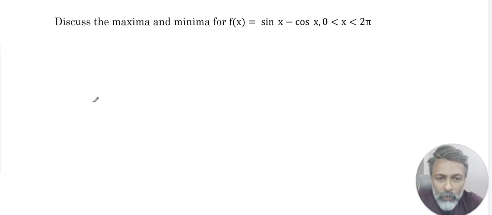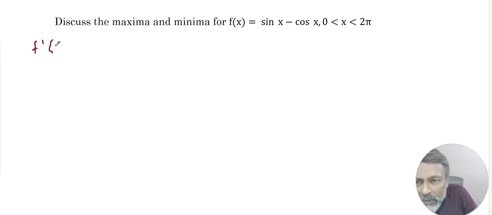One more question. Let us take again a trigonometric maxima minima. f of x is equal to sin x minus cos x. This time x is between 0 to 2 pi. We can call this y also, or f of x. Let's take the first derivative. f dash x is equal to cos x, sin x derivative, and minus cos x derivative is plus sin x. Let's equate it to 0.